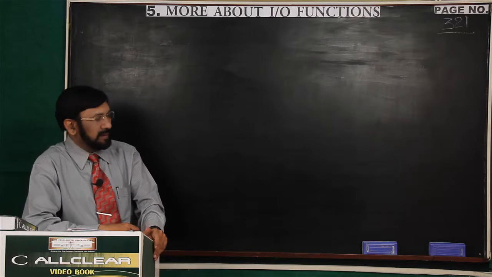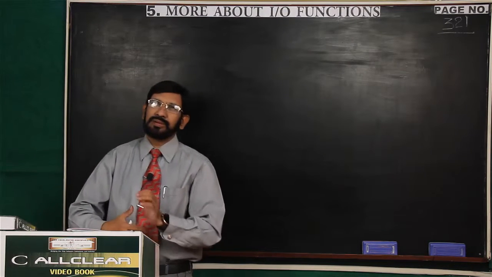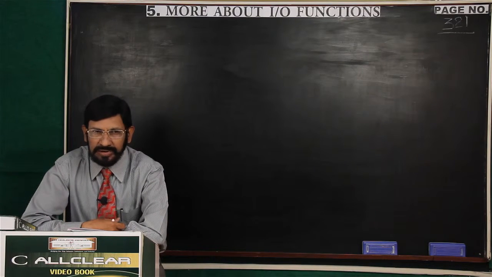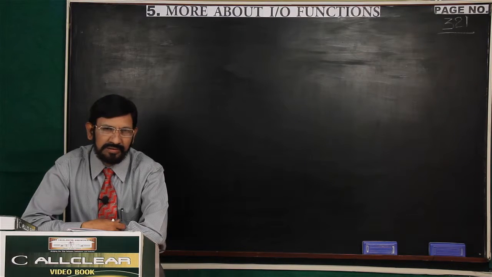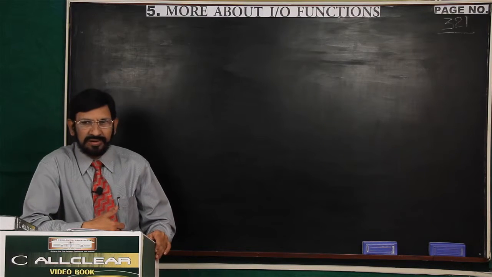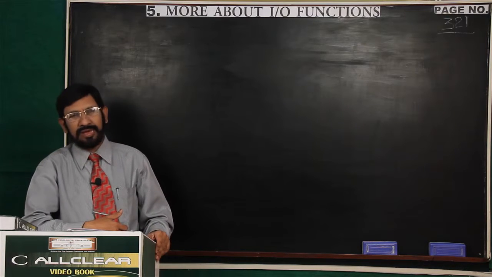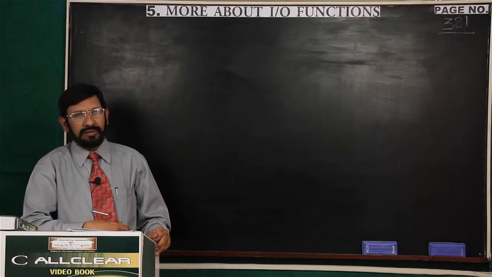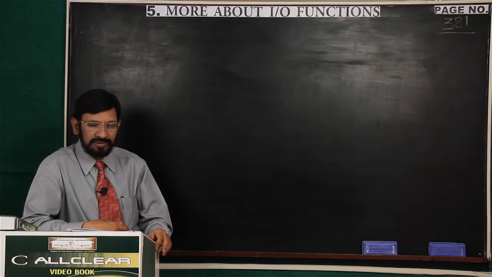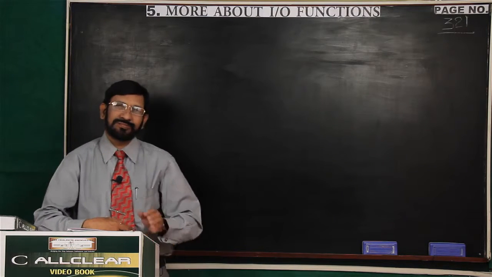Today we are taking the fifth chapter, more about IO functions. In the first and second chapters, we have thoroughly studied IO functions and extensively applied them, and we could understand the features and functionalities of the IO functions, mainly printf and scanf. There are some more IO functions that I have to introduce in this chapter, and we have to learn more about them.